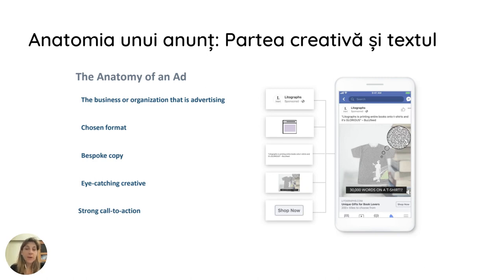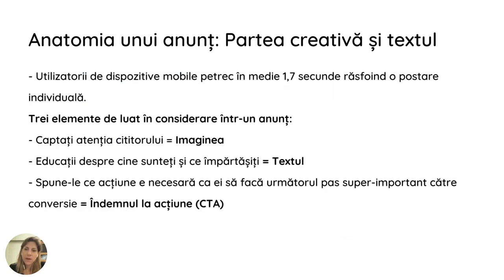Similar to the main guidelines of creating snackable content, your ad design and copy should also follow a few guidelines to be successful, such as having a bespoke copy, eye-catching design, and a strong call to action. These are the three elements to consider when designing an ad. Remember, mobile users spend an average of 1 second browsing an individual post. The idea is you want the image to catch the reader's attention, the copy to provide additional context to what you are sharing, and the CTA to encourage them to take the next step, either click or comment or anything that's relevant to the campaign.